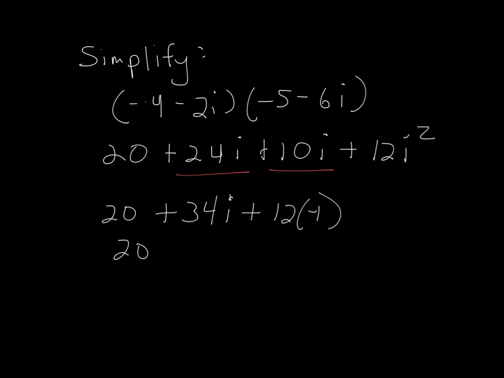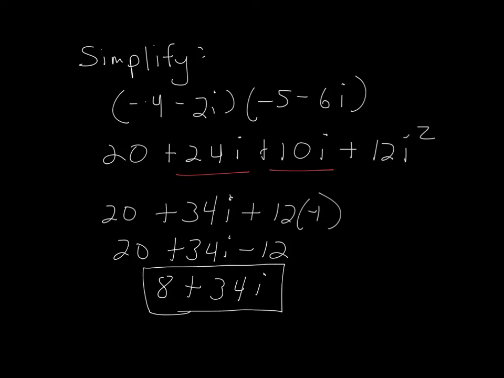So 20 plus 34i minus 12 equals 8 plus 34i. You know you're done with these when they fit the form of a regular number plus an i thing. There will never be any i squareds, i to the thirds, i to the fourths. They can all be broken down to just a single power of i.